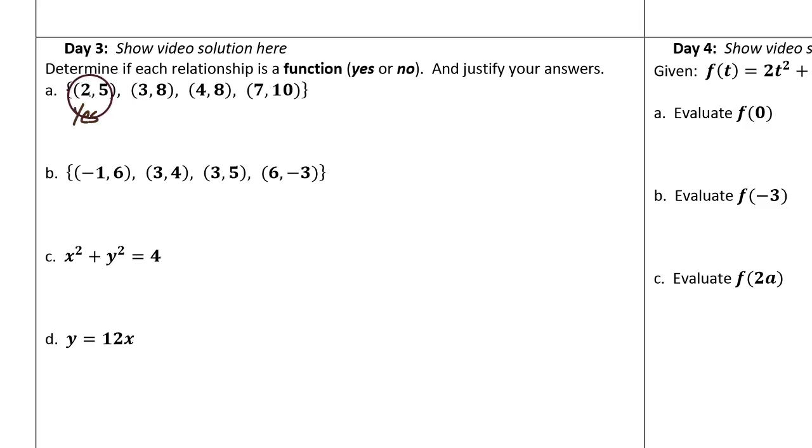The x value of 2 is paired with a y value of 5. 5 is the only y value ever paired with 2. The x value of 3 is paired with a y value of 8. And as you look elsewhere in the list, there's no other time where x is 3 and another y value is paired with it. The x value of 4 is only paired with the y value of 8. There's no other ordered pair that's 4 comma something else.